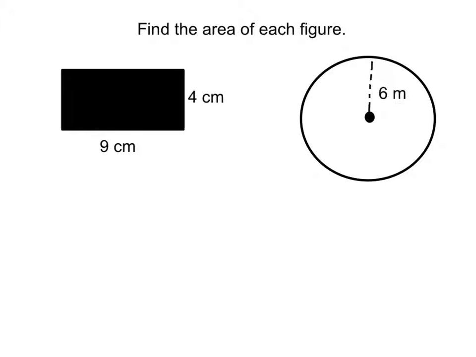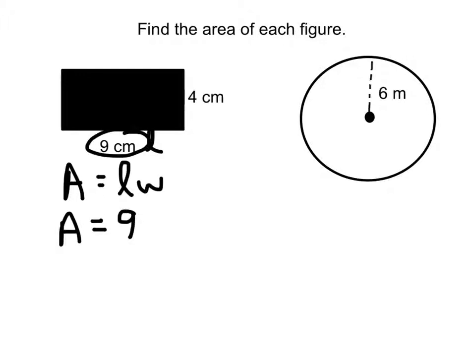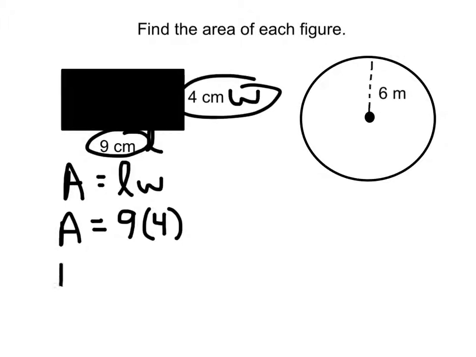Now we're going to find the area of each figure. The first shape's a rectangle, so the area formula for a rectangle is area equals length times width. So I say area equals, the length is 9 right here, so I'm going to do 9 times the width right there is 4. So I get area equals 9 times 4 is 36. I need a label. It's centimeters squared for area. With area, the label is always squared.